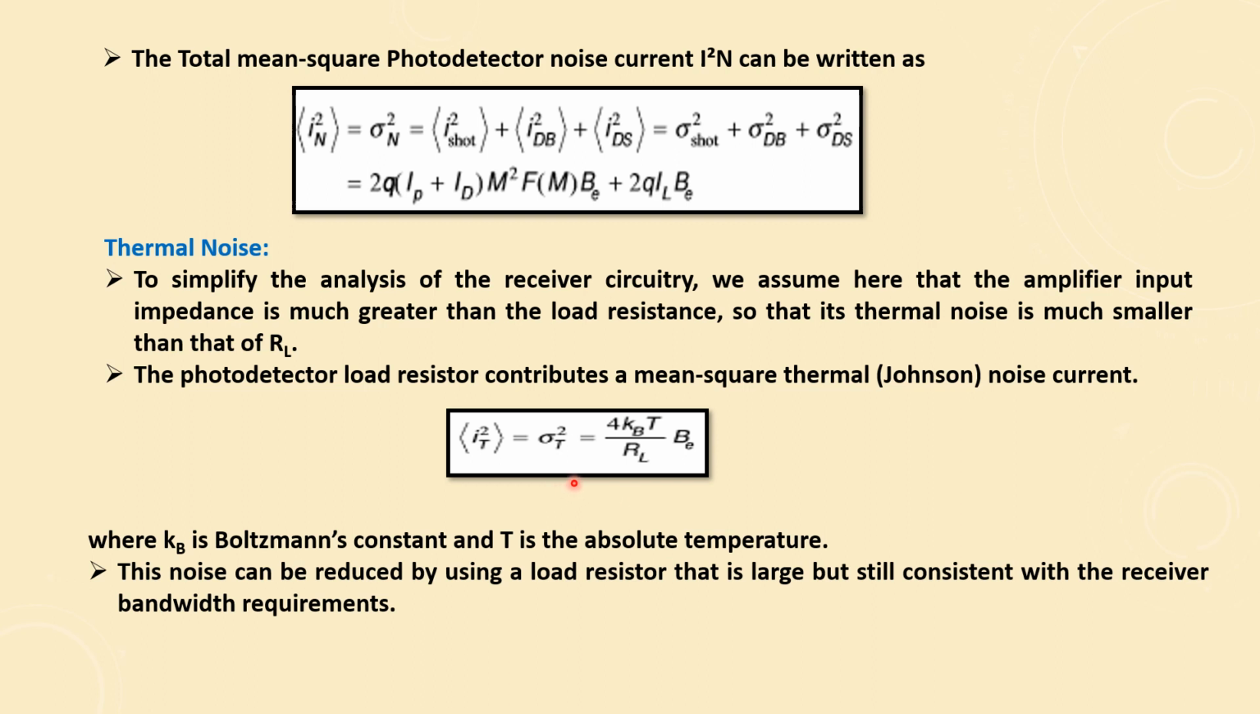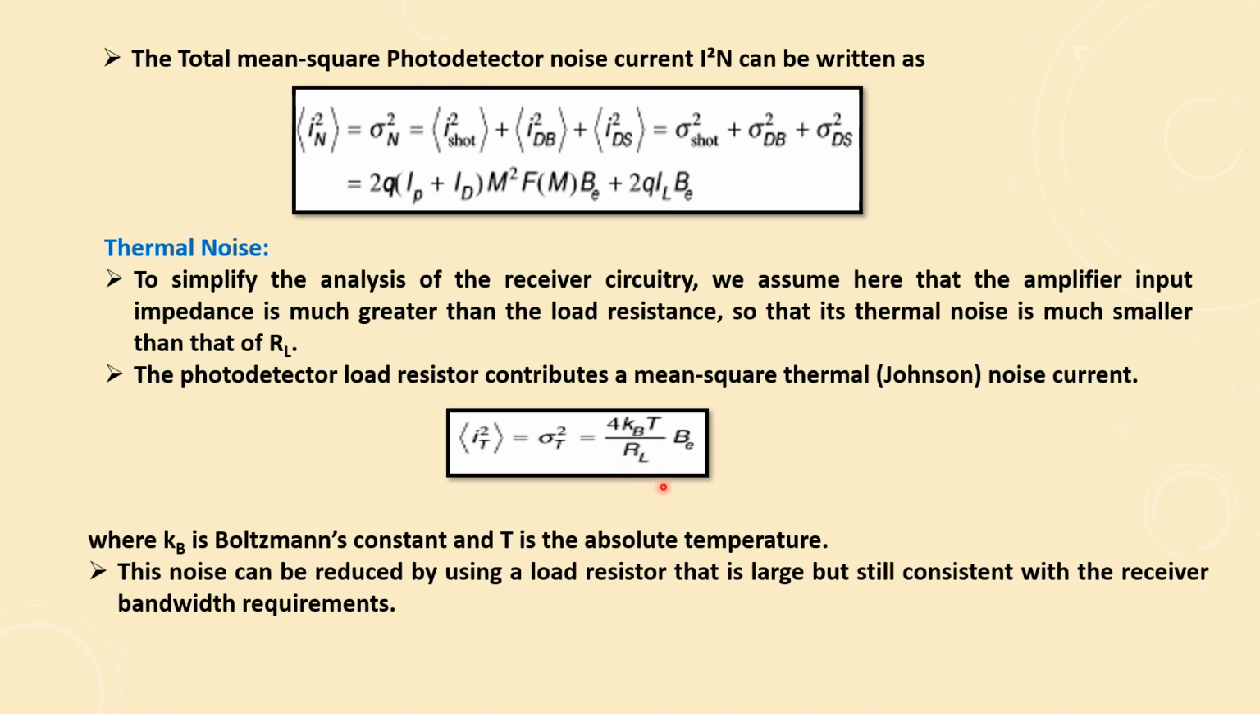We can also call it Johnson noise. That can be represented as I square T, which is equal to 4 kBT B by RL. Since it is also called thermal noise, it is temperature dependent, so in this equation capital T is the temperature, and kB is the Boltzmann constant. B is the bandwidth and RL is the load resistance.